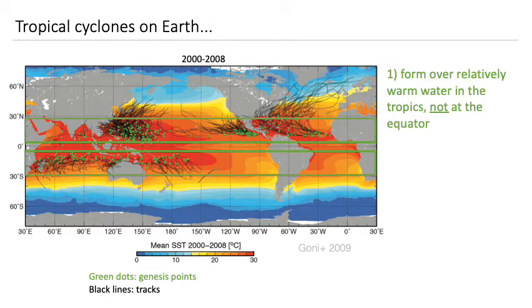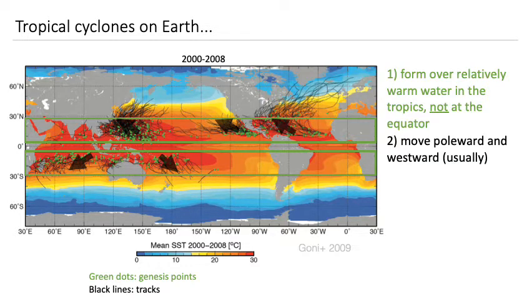Generally, tropical cyclones on Earth form over relatively warm water in the tropics and not at the equator, though there are a couple of dots pretty close to the equator. Generally you can't be at or too close to the equator. They usually move poleward and westward with time. I put these characteristic arrows on here. There's one region just to the east of Australia that behaves a little bit differently.